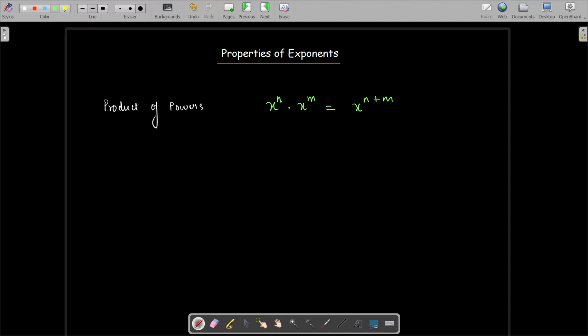For example, if I have 3 raised to 2 times 3 raised to 5, the base is same, then I can just add 2 and 5. So this is equal to 3 raised to 7. That's product of powers. Then we have quotient of powers.